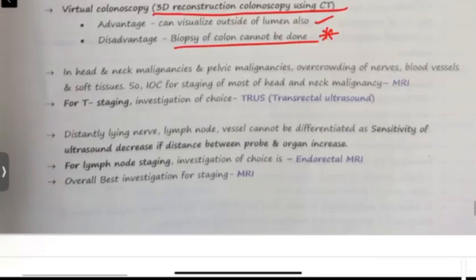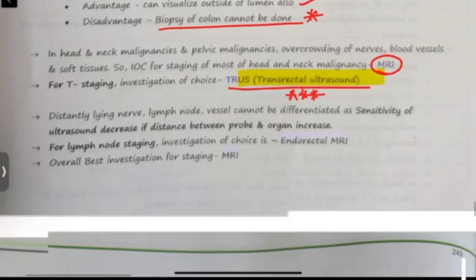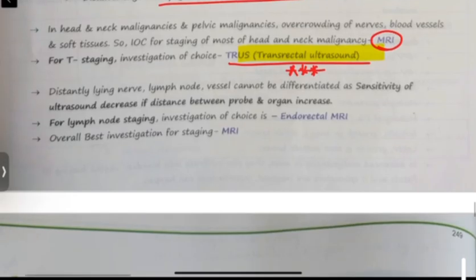Okay. In head and neck malignancies and pelvic malignancies, overcrowding of nerves, blood vessels, and soft tissues are there. So, investigation of choice for staging for most of the head and neck malignancy is MRI. And for T staging, investigation of choice is transrectal ultrasound. Okay. So, if this tumor spreads to distantly lying nerve, lymph node, or vessel, then it cannot be differentiated. Hence, sensitivity of the ultrasound decreases if the distance between the probe and organ increases.